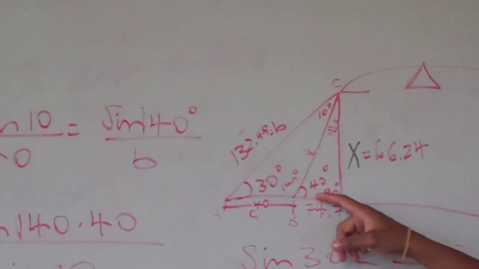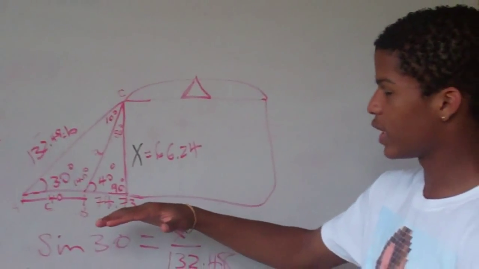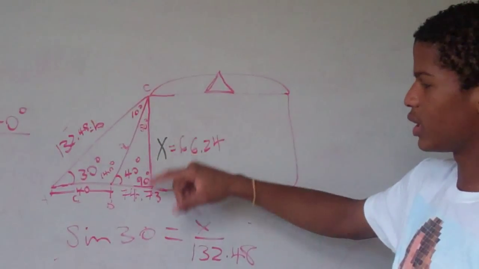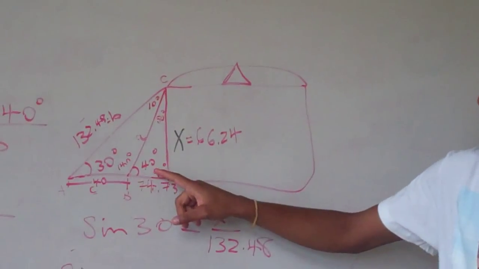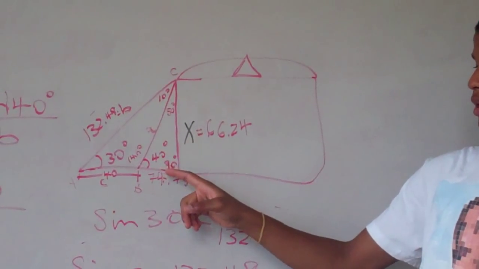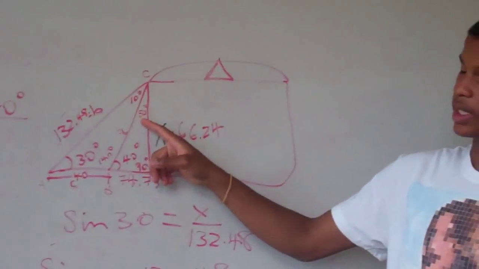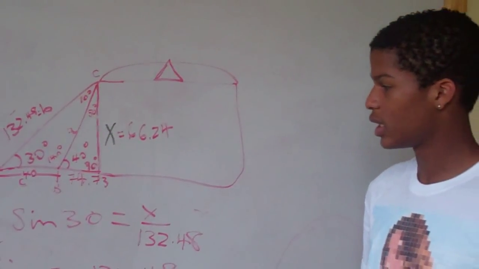On this side we know it's a 90-degree angle because it's flat ground, and then we're looking up. So it's 40 plus 90 equals 130, and then 180 minus 130 equals 50, so we know this side.